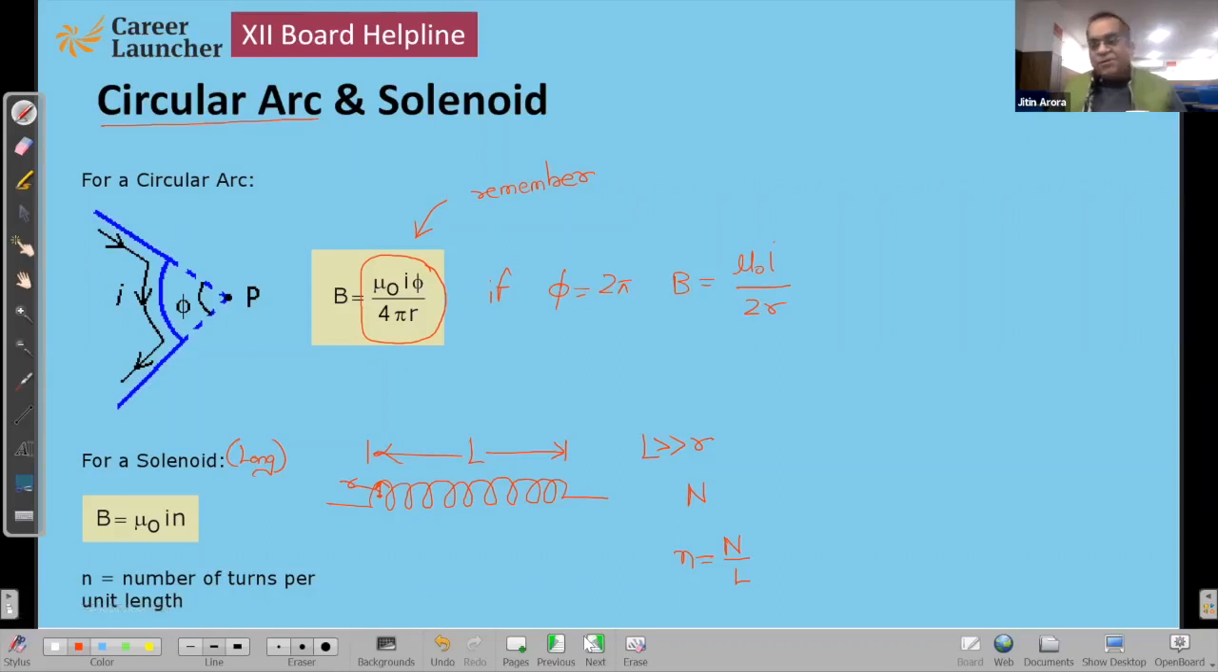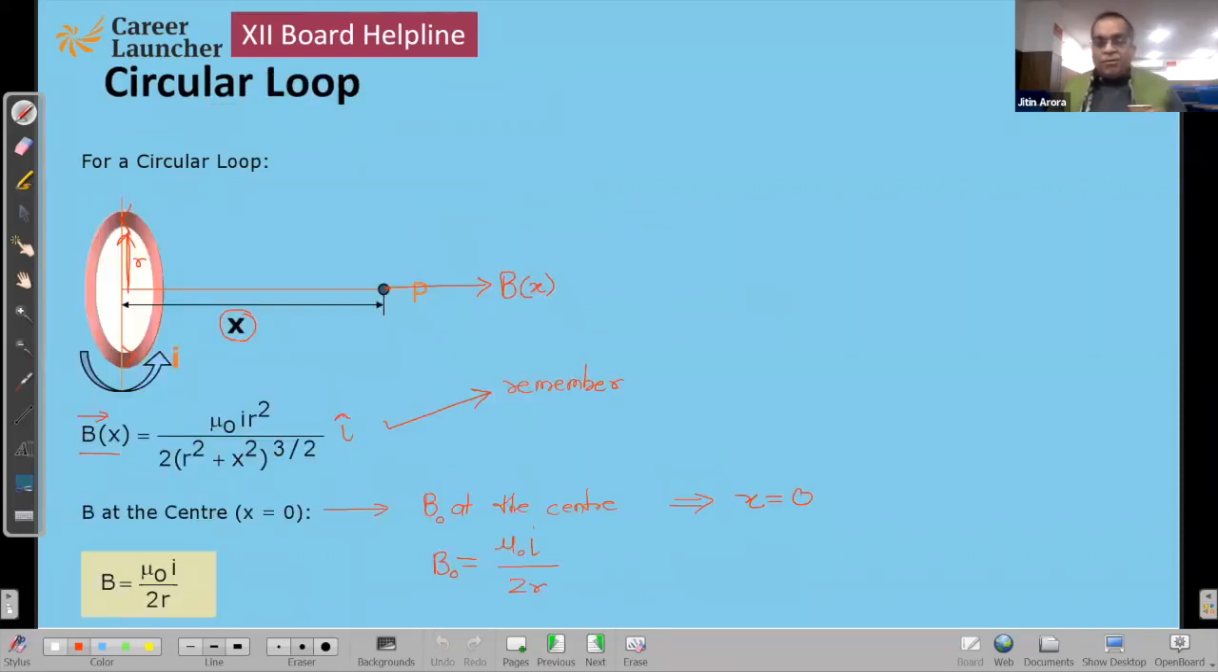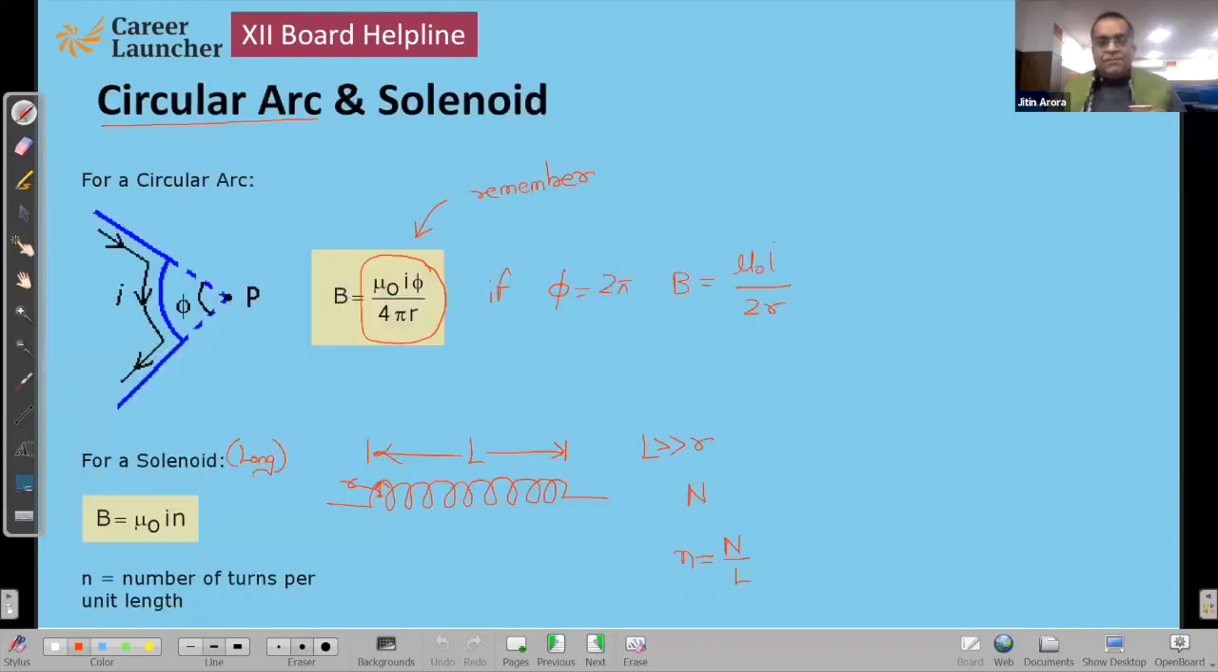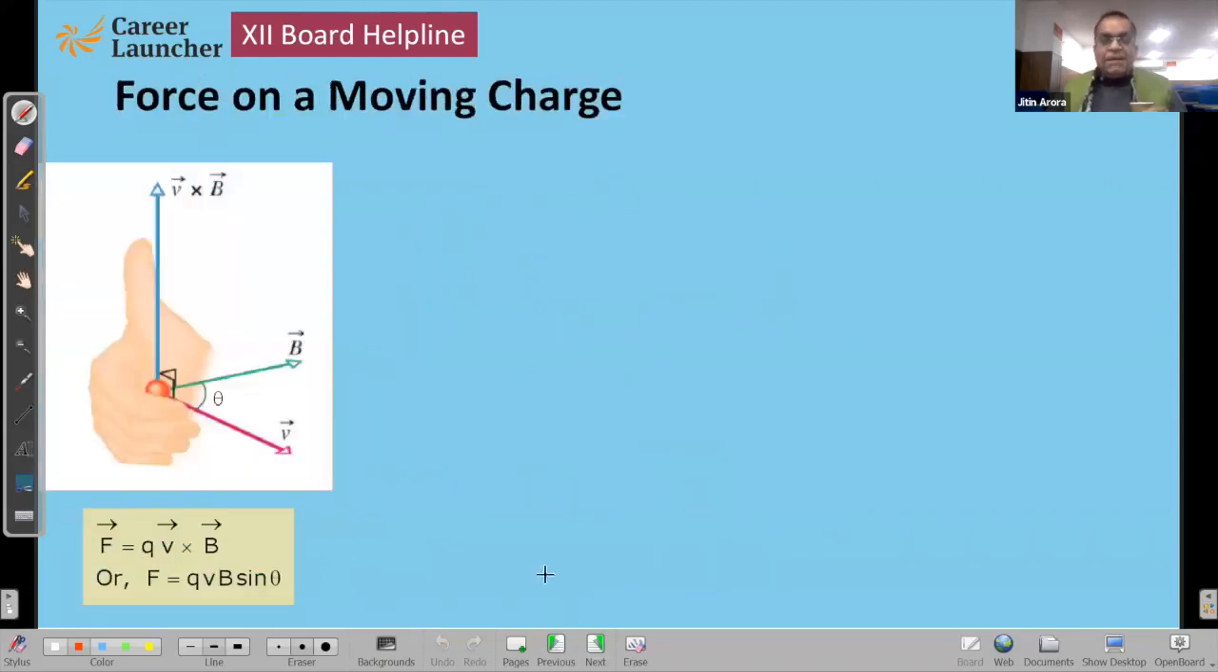So we have talked about the magnetic field of a solenoid. We've talked about the magnetic field due to a complete circular loop at the center or an arc of a circle. We've talked about the magnetic field due to a circular loop on the axis. So all these things have been discussed here. Now we come to force on a moving charge.